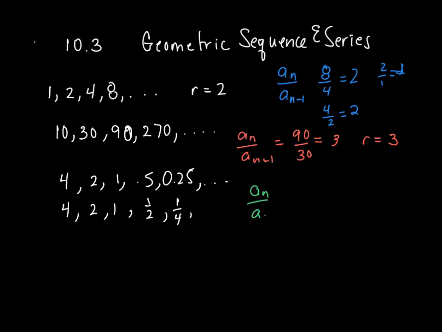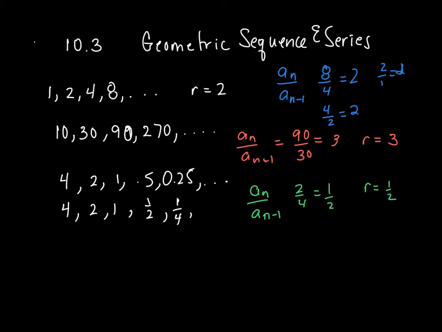So with this ratio, it may not be as obvious to see, but it's still the same idea. a_n divided by the previous term. So in this case, it would be 2 divided by 4, which is 1/2. That works at any other point. If it was 1 divided by 2, also 1/2. And then 1/2 divided by 1 is also equal to 1/2. So make sure that you divide in the correct order.